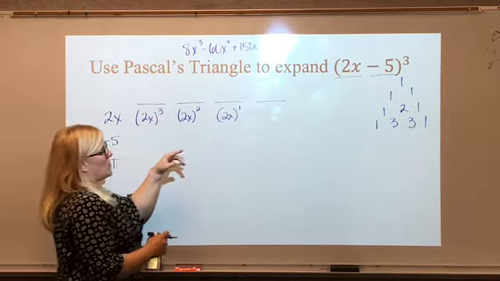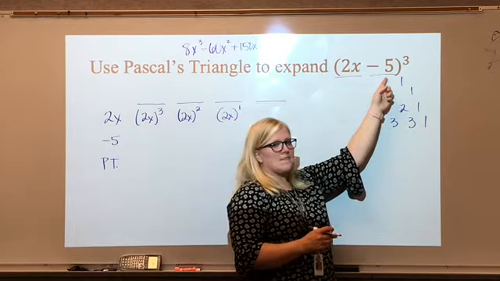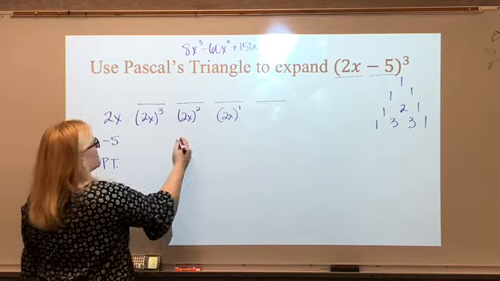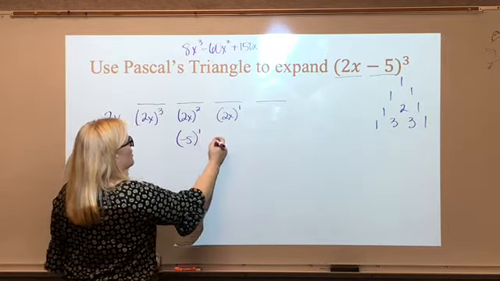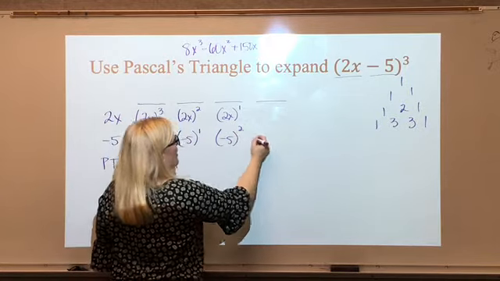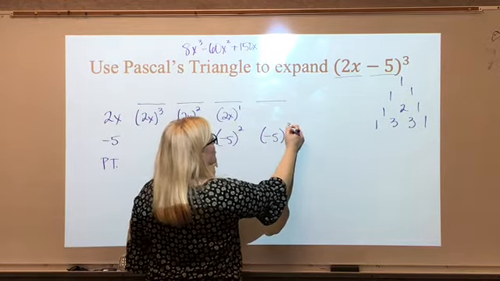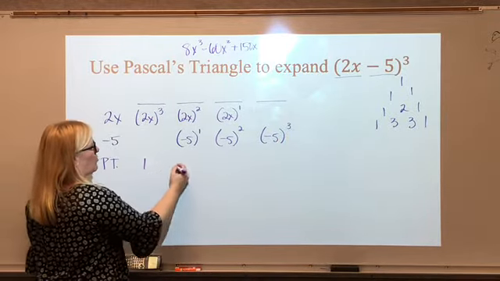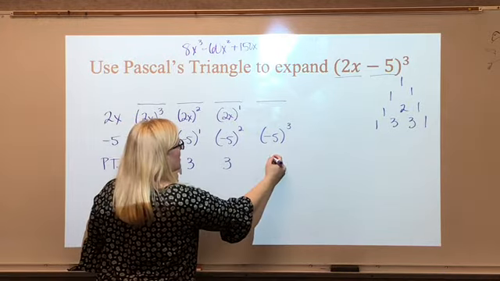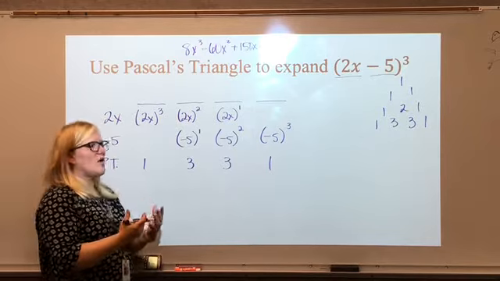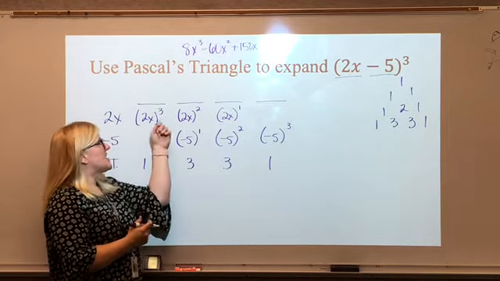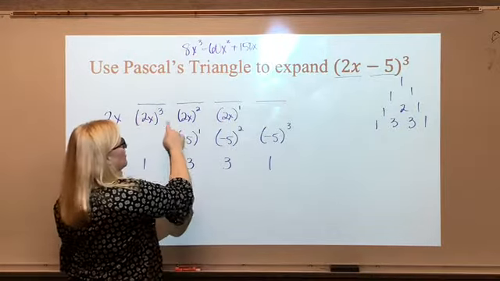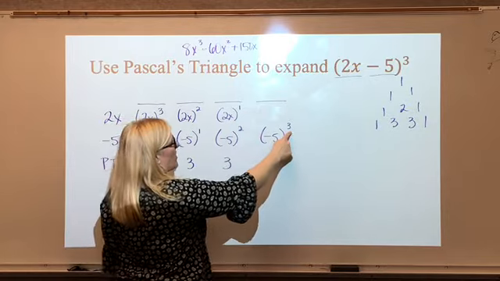This second term that we have here, okay, is going to go in ascending order. Starts with 0, so I'm going to leave it blank. Then I have negative 5 to the first power, negative 5 to the second power, and finally negative 5 to the third power. Okay, and then the coefficients for Pascal's triangle are 1, 3, 3, and 1. Okay, so one thing I want you to notice with the exponents is that they always add up to this number here. So I've got 3, 1 plus 2, 2 plus 1, I've got 3 right here.